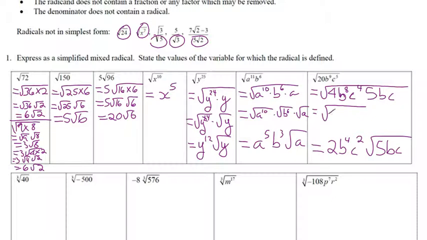So here we could probably just write the root of 4b to the 8th c to the 4th times the root of 5bc. This has a square root, right, which is 2b to the 4th c squared, and this doesn't have a square root. It's what's left over. It just comes down here. Okay?